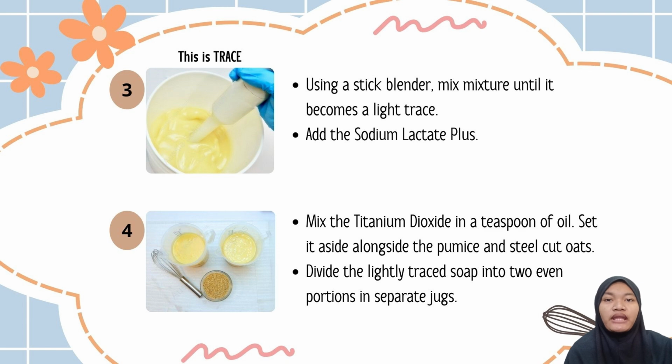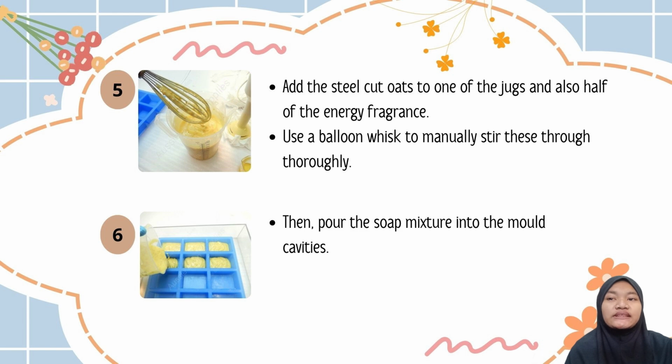Add in sodium lactate. Next, mix the titanium dioxide in a teaspoon of oil. Set it aside alongside the pumice and steel-cut oats. Divide the trace into 2 even portions in separate jugs. To one of the jugs, add steel-cut oats and also half of the energy fragrance.